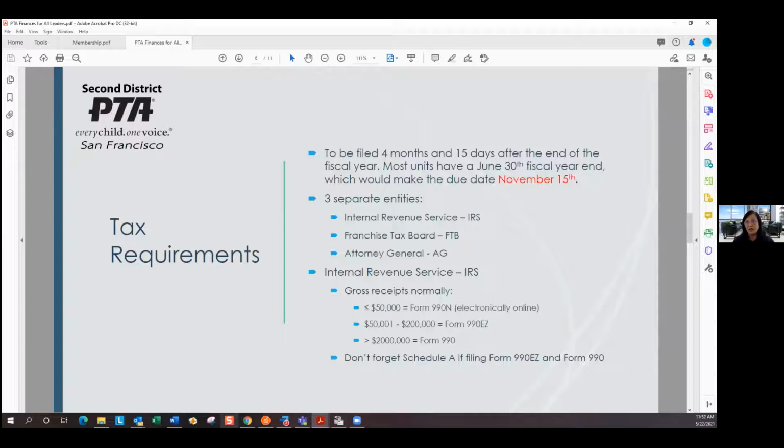With the Internal Revenue Service, we file a form called 990, and there are different versions of it depending on the gross receipts of your unit. So if your unit generates less than $50,000 in a normal year, you would just file a simple 990N. You file it online, and it's just answering a few questions. Now, if you generate more like 50,000 to 200,000 annually, you would file the 990EZ, and anything above 200,000 would be the full form 990.